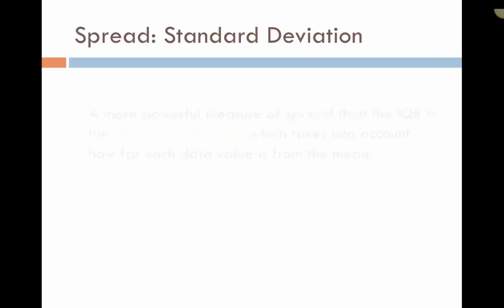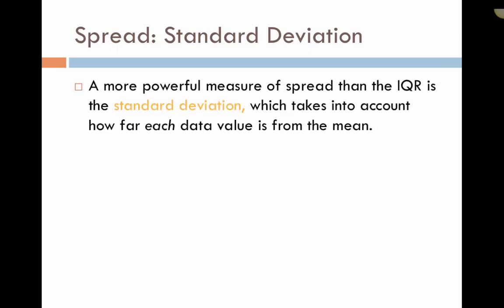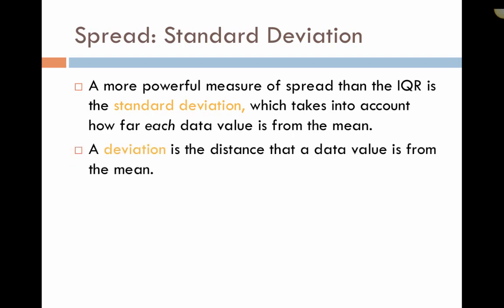That measure of spread is standard deviation. Standard deviation is more powerful than the IQR because it takes into account how far each data value is from the mean. A deviation is the distance that a data value is from the mean. So you just take your data value and subtract the mean from it, and that gives you your deviation. Now this means that you can have both positive and negative deviations because some data values will be above the mean and some data values will be below the mean.